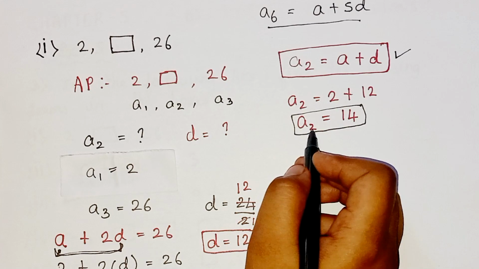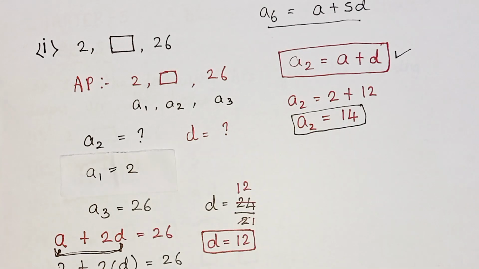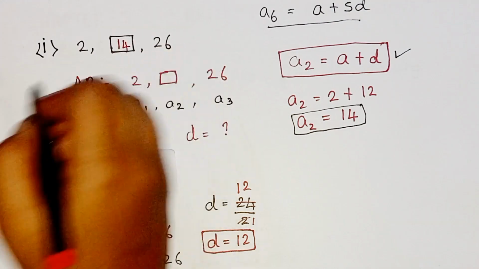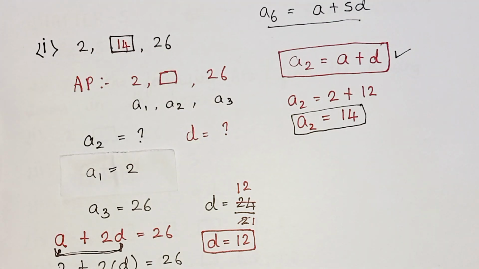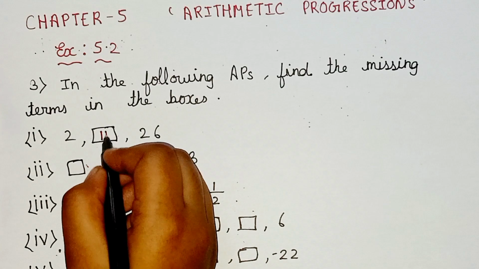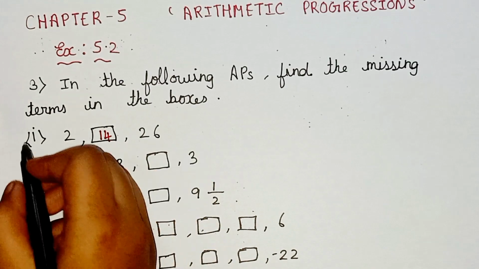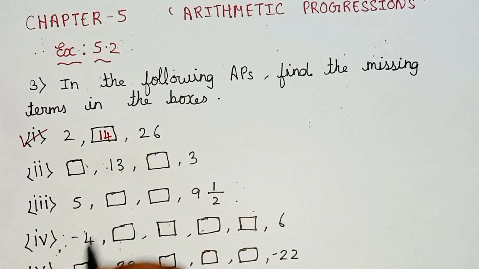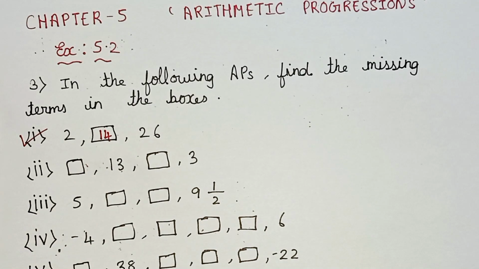Like that, here I got the second term value, isn't it? So in this missing value, I can actually write 14. So this is our answer for the first subdivision. Alright guys, so finally we got the second term, that is 14. So finally we solved the first subdivision. Now we are going to solve the second subdivision. So guys, this is the second subdivision.